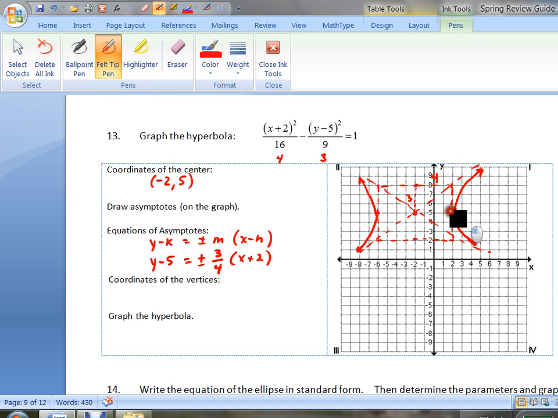And the vertices are these points where it touches your rectangular box. So the vertices are these two values. And so the one value is -6, 5. The other vertex is at 2, 5. Complete. And we've answered all information and we've graphed all the key portions of the hyperbola.